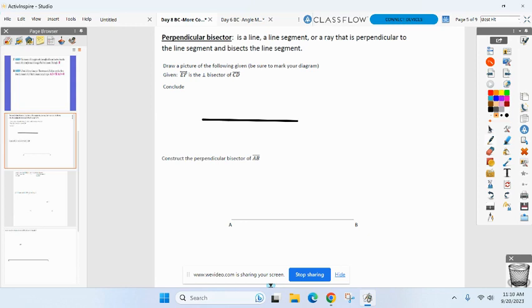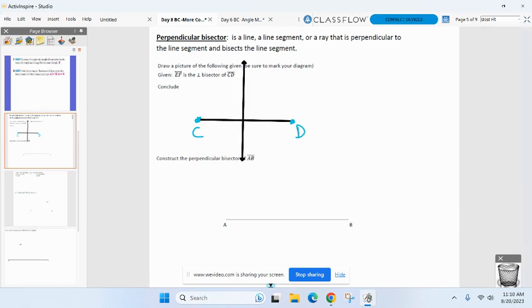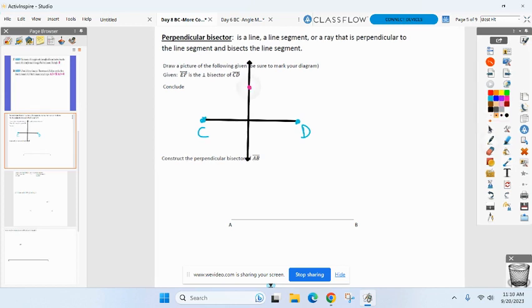Good. So go ahead. I'll put my version up here with all the bells and whistles. So here's CD. EF is a line, perpendicular bisector for it. Boom. Make sure you have a point E and F somewhere on there because that's the name of it. We should have a right angle symbol and hash marks. Look good? Oh, I'm not done though.